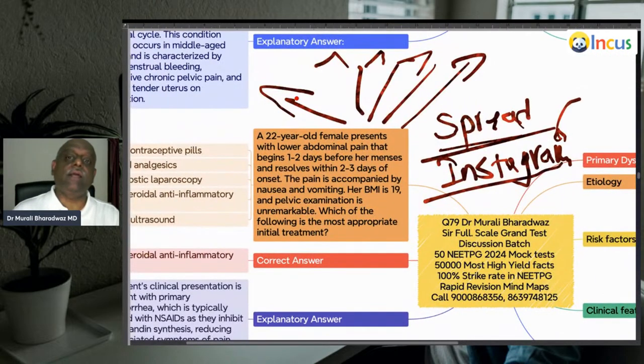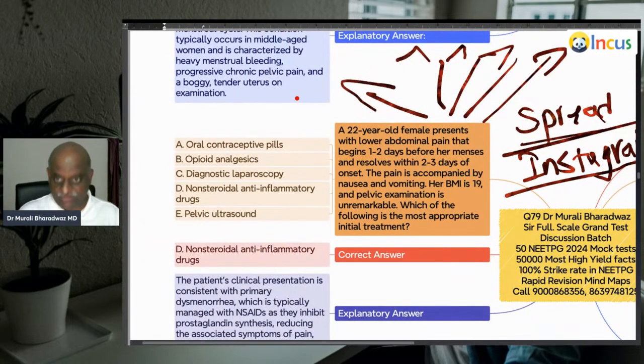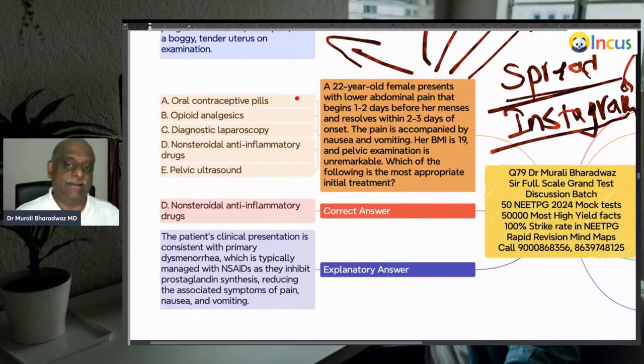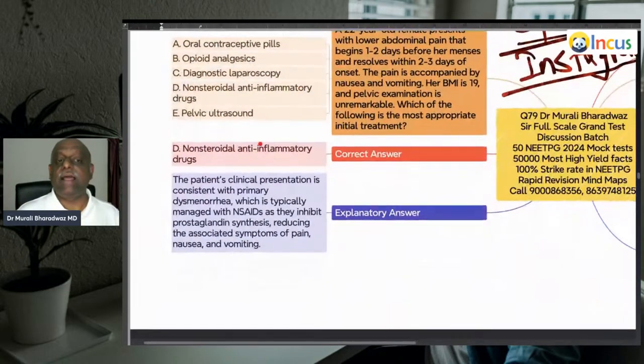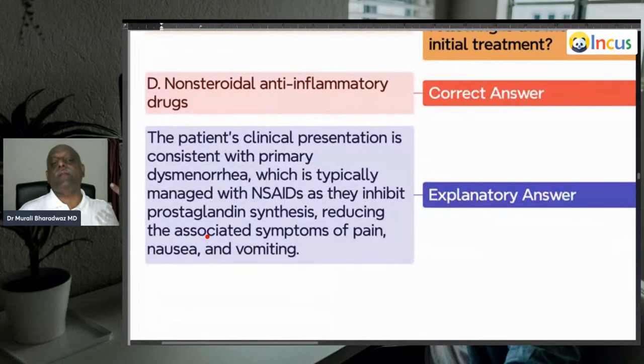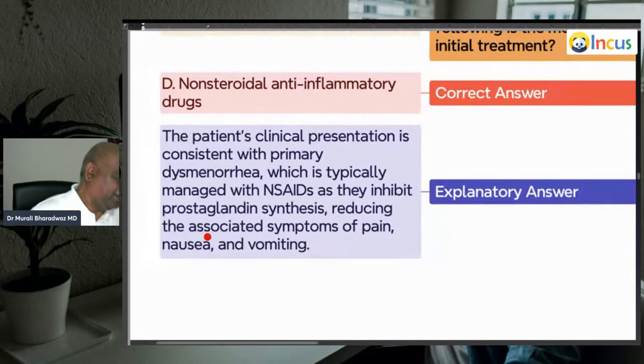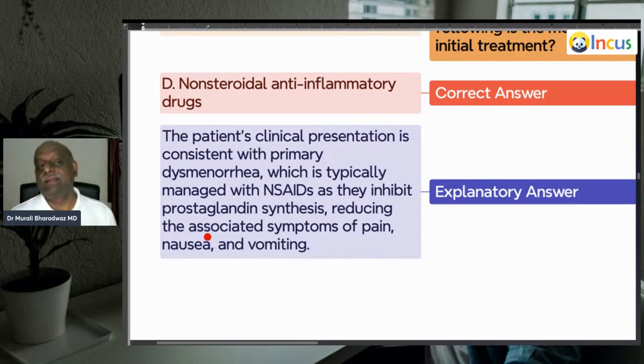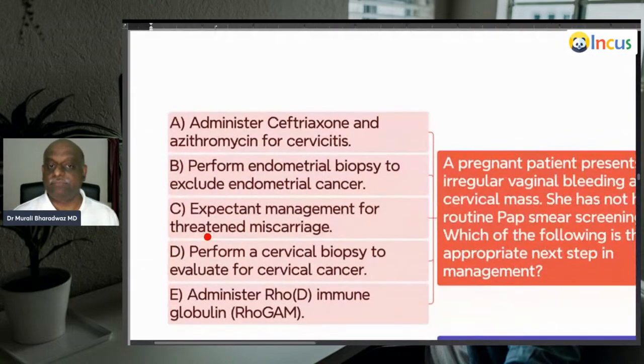Now, a 22-year-old female presents with lower abdominal pain that begins 1 to 2 days before her menses and lasts 2 to 3 days from onset. Pain is accompanied by vomiting. Her BMI is 19. What is your diagnosis? It's primary dysmenorrhea. So how do we treat? A high amount of prostaglandins is responsible. That's the reason we give NSAIDs as a treatment, is what you need to remember.